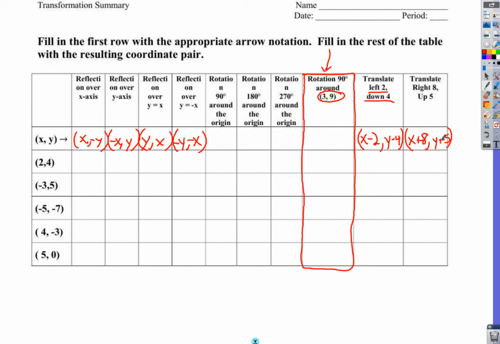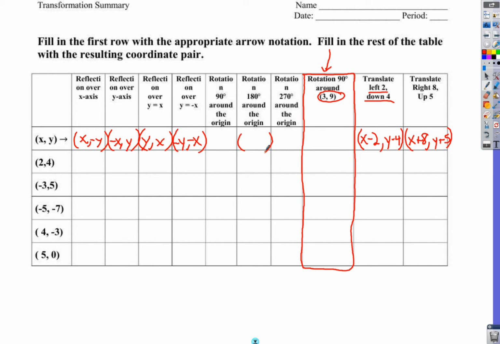Let's go back to rotations. Rotation 90 degrees around the origin. Actually, no. Let's say that the fumble fell right into your hands. Let's make it an easy fumble. You didn't have to work that hard. Let's do the 180 first. We'll leave the 90 and the 270 for last. So let's do a rotation of 180 around the origin.